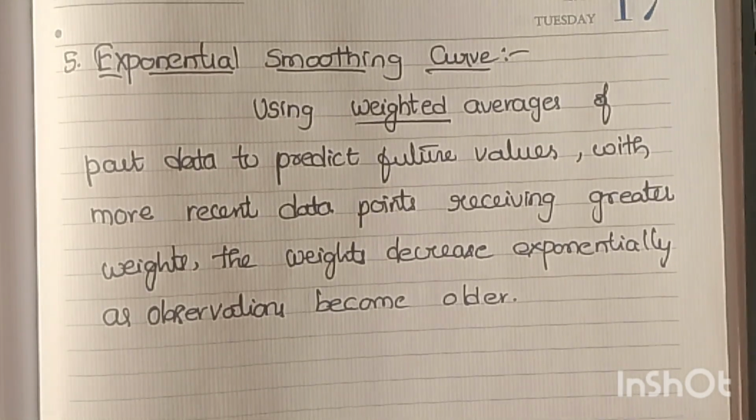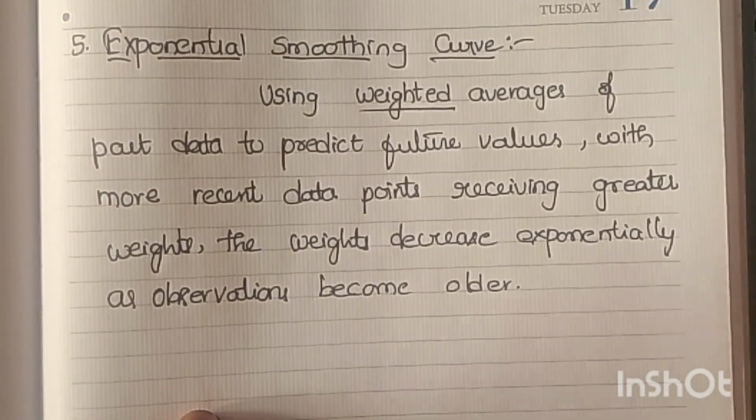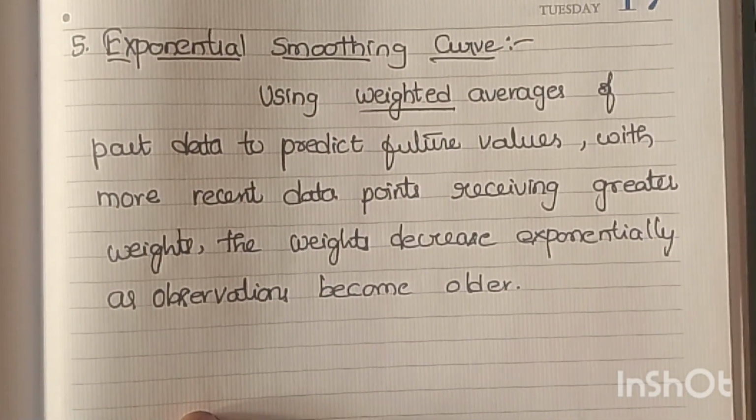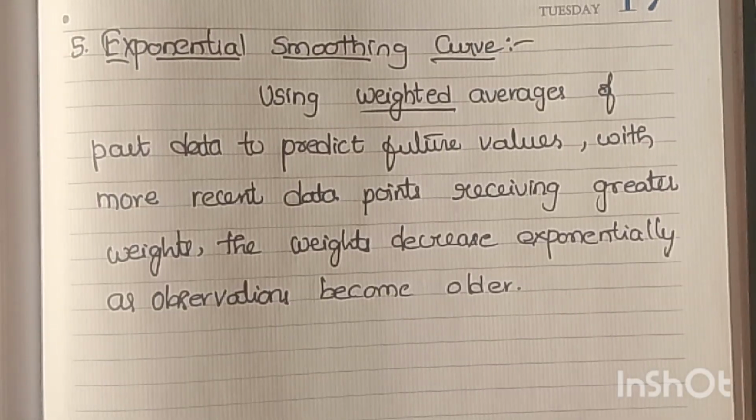Okay, so here we give weights. That is prioritizing the data based upon the most recent data. This is about the exponential smoothing curve.